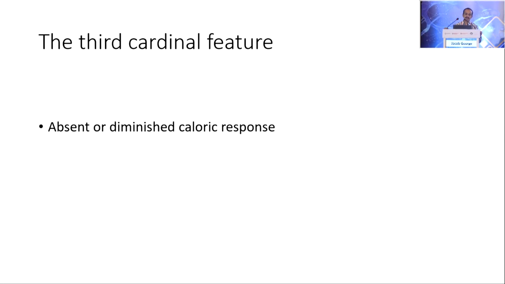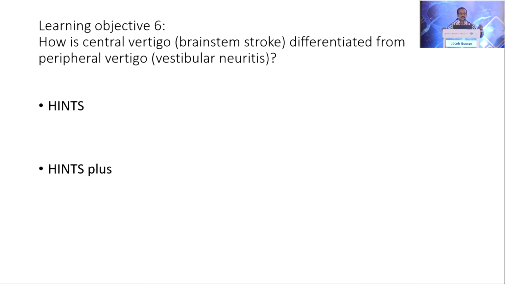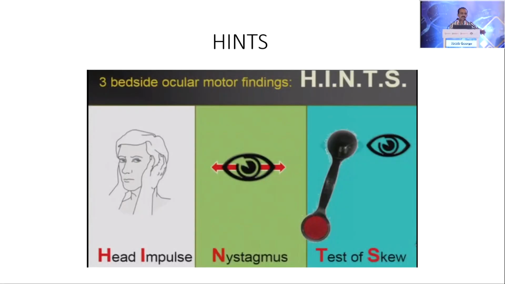The third cardinal feature of vestibular neuronitis is absent or diminished caloric response. If you do a cold caloric test, there will be no nystagmus if the one ear is affected. Now, the last learning objective is how to differentiate central vertigo, brainstem stroke, from peripheral vertigo, that is vestibular neuronitis. So there are 3 things: head impulse, nystagmus, and test of skew.